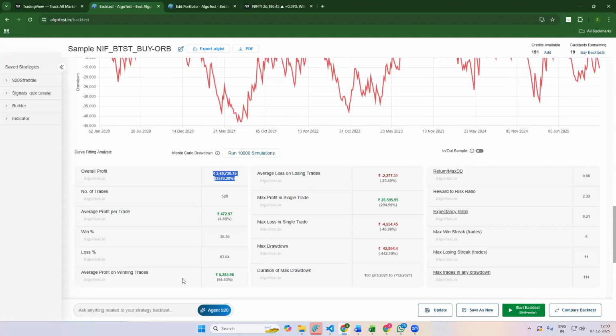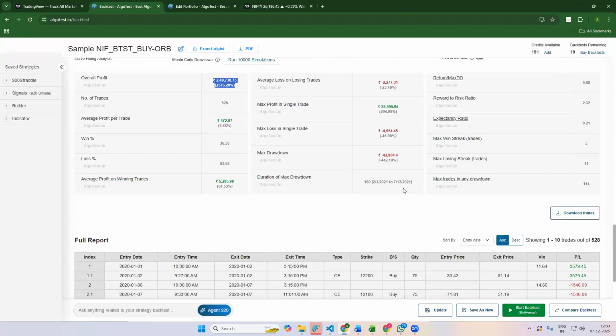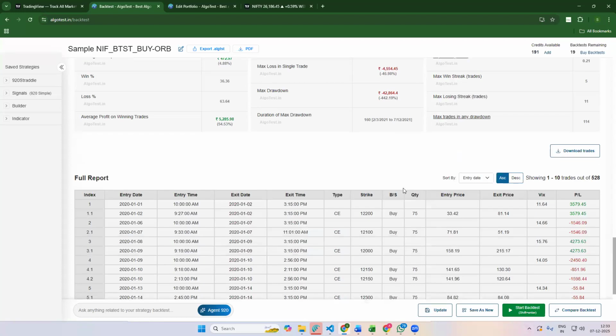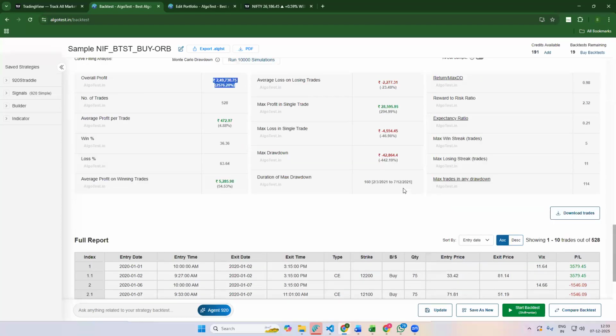And even if you look at the max win to max loss, it is 1:2. So risk reward is also very good. So this is the overall strategy performance. Now, if you have any more questions, we can take that.